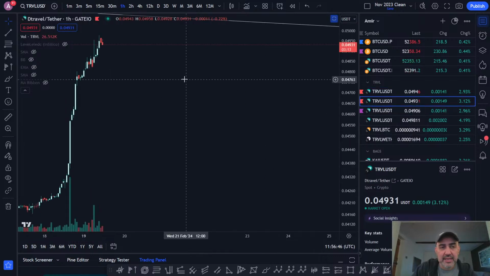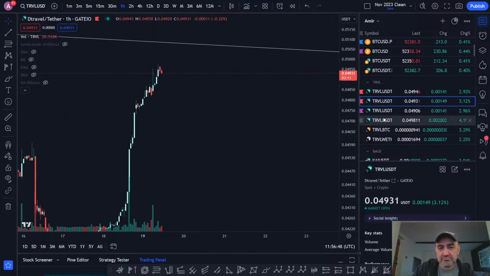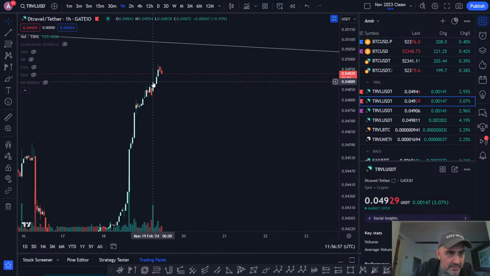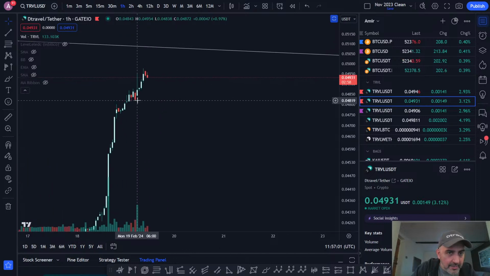And that was on MEX. Gate is just following the price. Little bots are doing their jobs. This candle here, that was a market buy, 133,000 tokens.